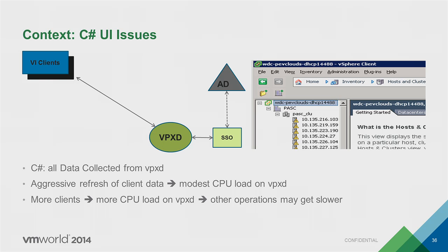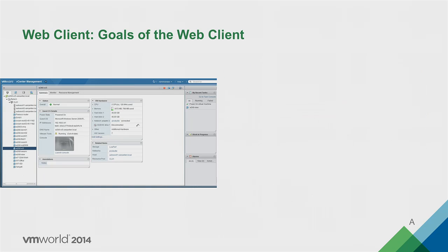And of course, as you have more clients, you have more load that's put on top of the vCenter server. So it's a very simple process. The vCenter server was meant to do vCenter server stuff, to manage the infrastructure. As the UI would come along, it would add load on top of that anyway. So the vCenter server is spending a lot of its cycle presenting information instead of managing the infrastructure. And so the goal of the web client was to address some of these architectural issues.